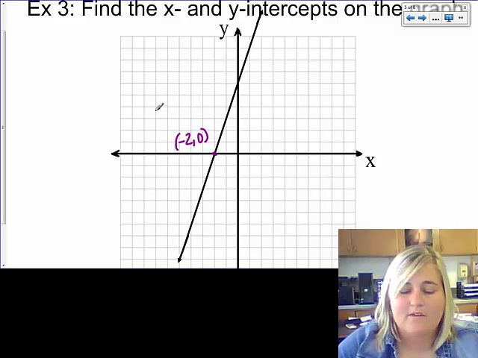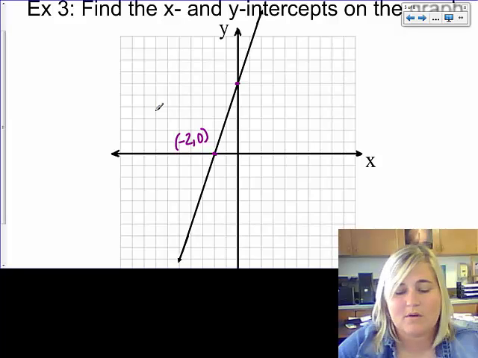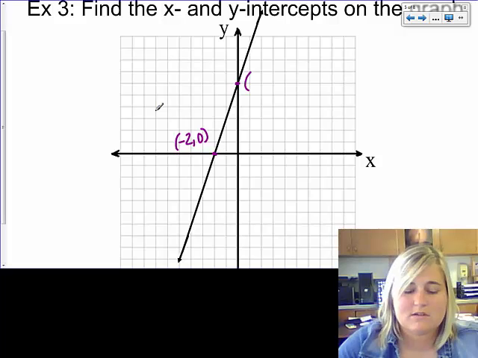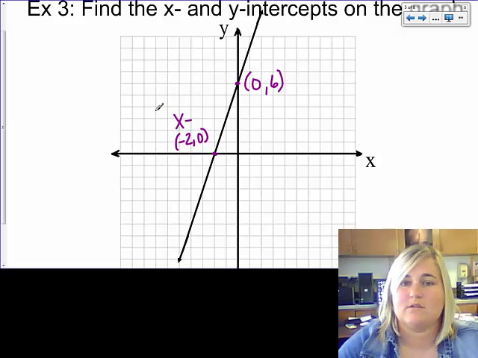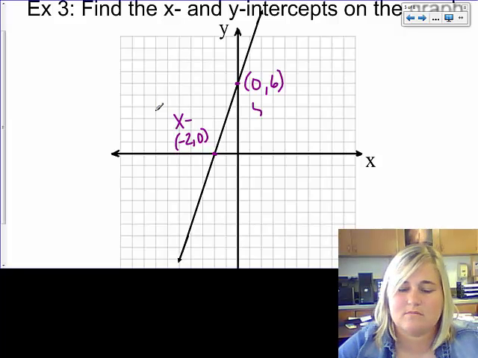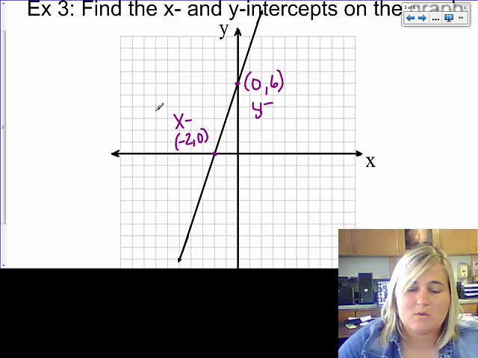And to get to this point, I don't move left or right at all, and I have to go up 1, 2, 3, 4, 5, 6. So I'm going to call this 0, 6. So my x-intercept is -2, 0. My y-intercept is 0, 6.